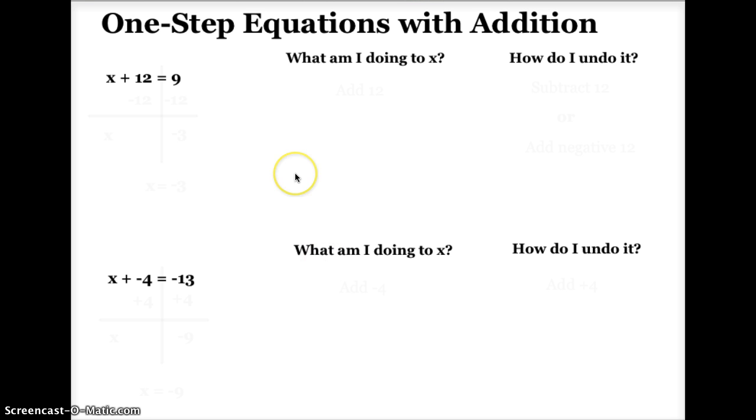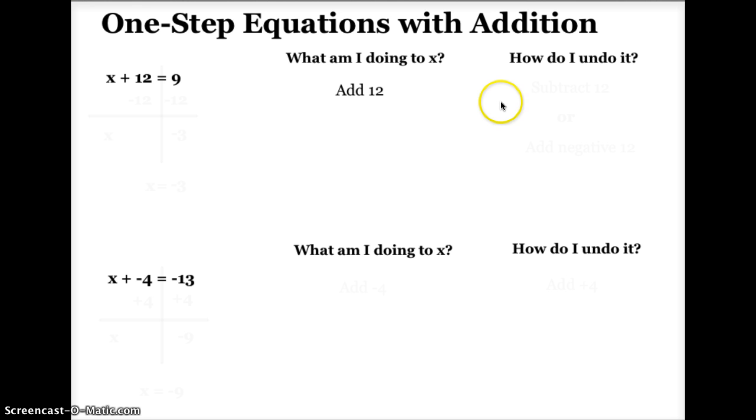The problem I have is x plus 12 is equal to 9. To come up with a game plan, what I'm going to do is ask myself, what am I doing to x? And after I do that, I'm going to ask, how can I undo that? In this problem, I'm just adding 12 to x. So in the what am I doing to x column, I'm going to put down add 12. Now how can I undo adding 12?